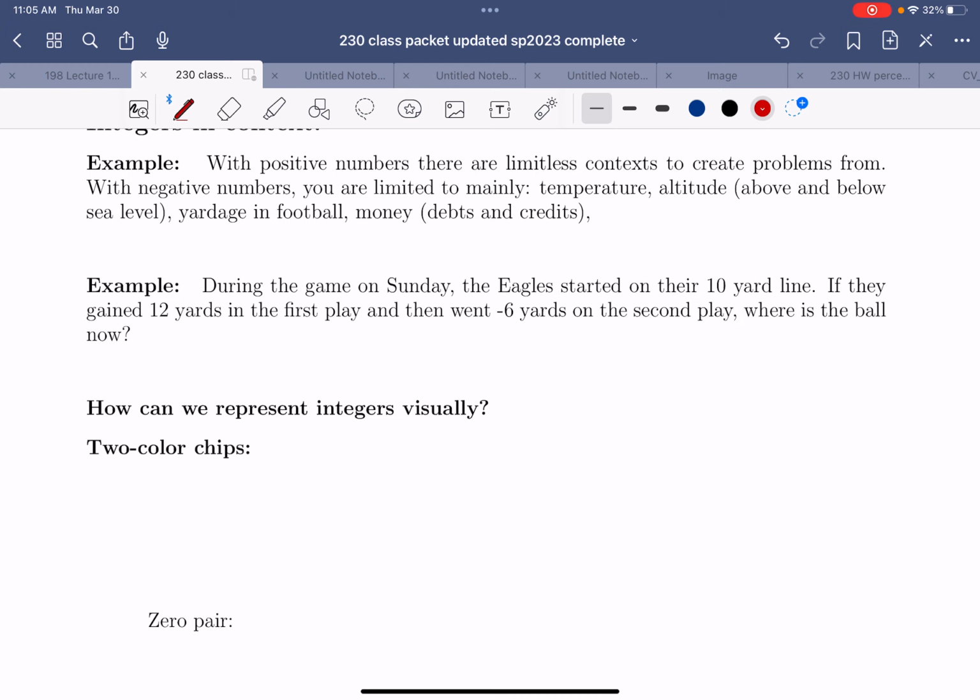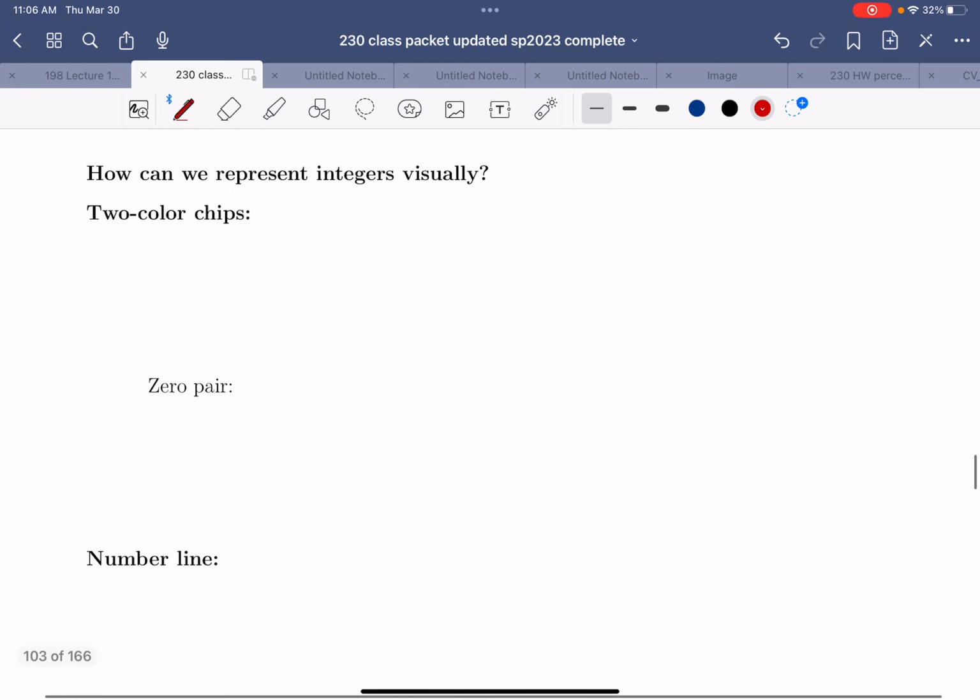How do we represent integers visually? So usually we do this in two different ways. We can use two colored chips, meaning you have little circles that are one color on one side and one color on the other. Usually they are red on one side and either white or yellow on the other, but it doesn't really matter what the colors are as long as you have one that represents positive and one that represents negative. So usually when I draw this as red and white.